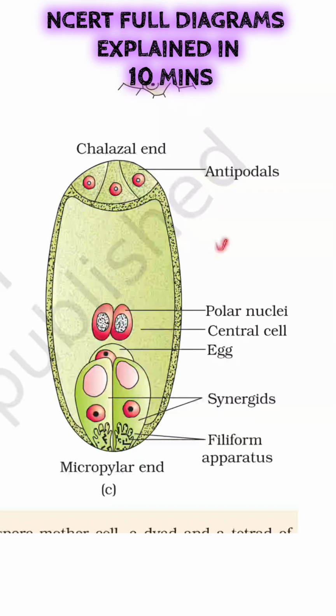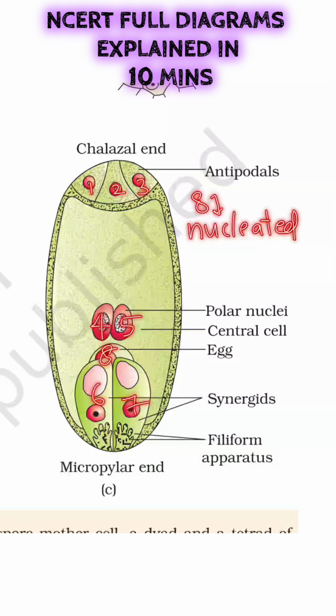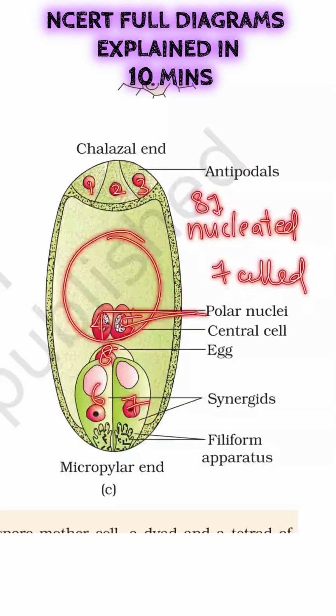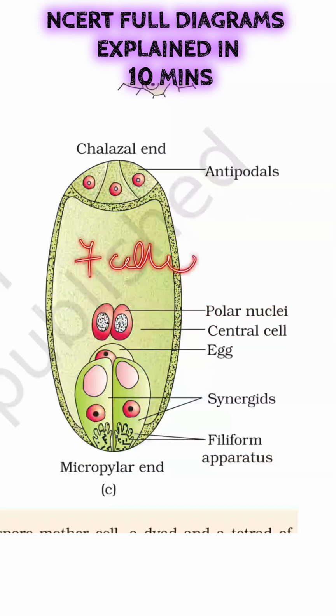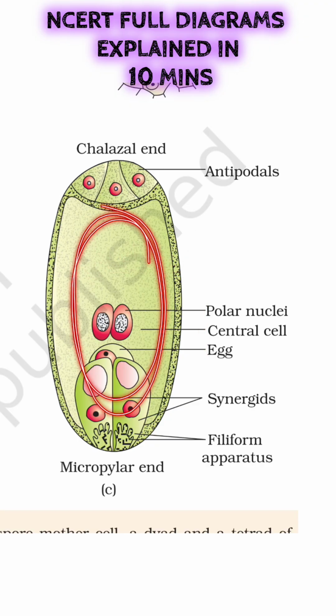This is very important, okay. 8 nucleated, 7 cell condition, very important to be noted. So when you talk about nucleated, you always talk about 1, 2, 3, 4, 5, 6, 7 and 8. So like this you have 8 nuclei, but 7 cells, because the central cell contains 2 polar nuclei, and these 2 polar nuclei can be taken as one. The remaining ones are each a cell itself. So therefore 7 cell but 8 nucleated, okay, because one cell, that is the central cell, contains 2 nuclei.